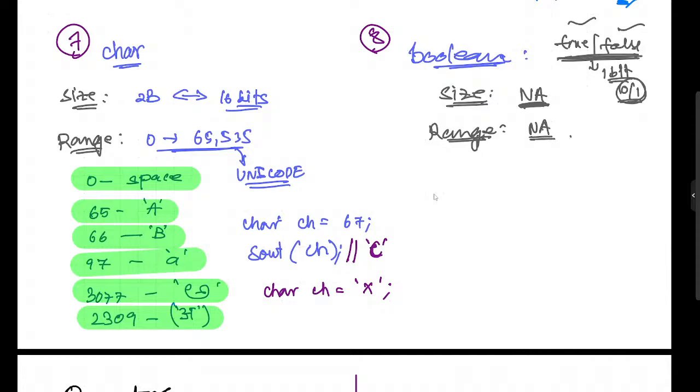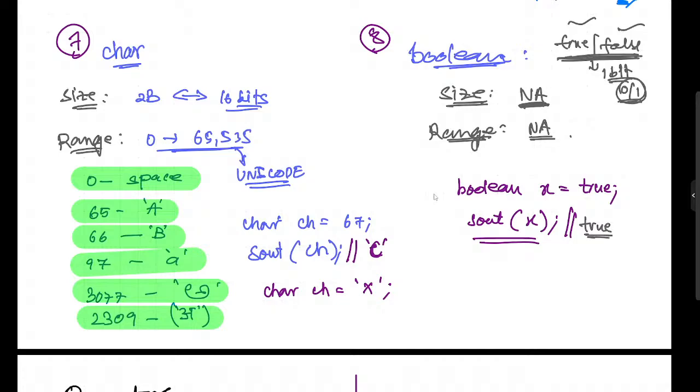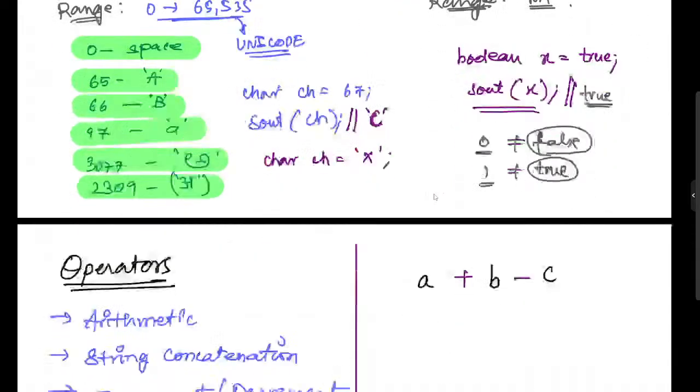So you generally just use it like boolean x equal to something true, and then you can print out x. If you do that, you should get true. You need to remember that 0 is not false in Java, and 1 is not true in Java. They are their own entities. They are not equal to each other, unlike C or C++.